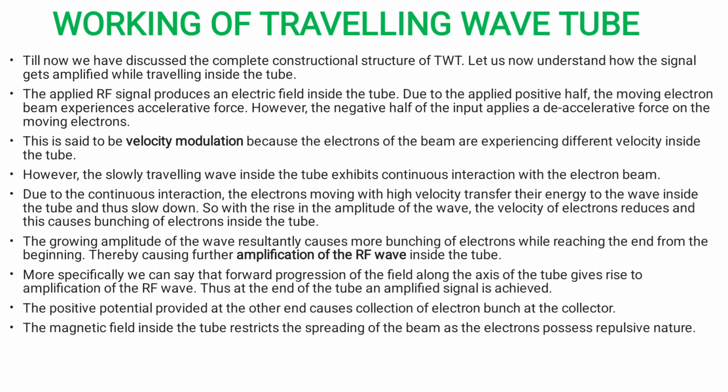More specifically, we can say that forward progression of the field along the axis of the tube gives rise to amplification of the RF wave. Thus, at the end of the tube, an amplified signal is achieved. The positive potential provided at the other end causes collection of the electron bunch at the collector. The magnetic field inside the tube restricts the spreading of the beam, as the electrons possess a repulsive nature.